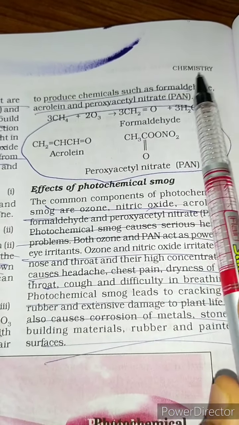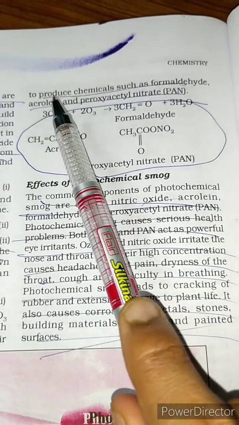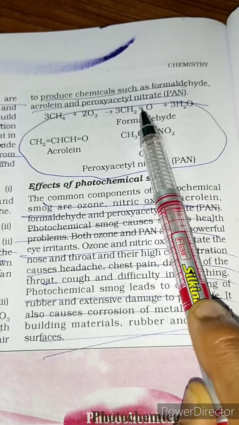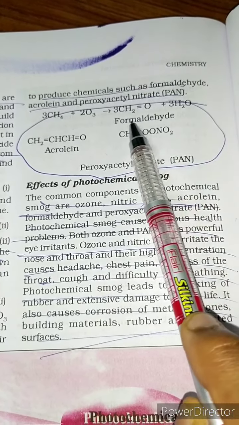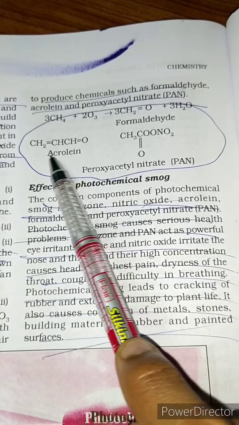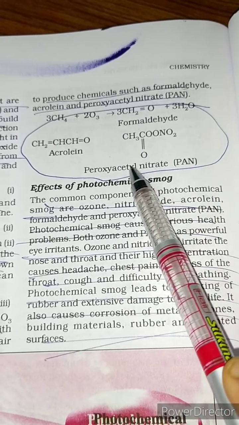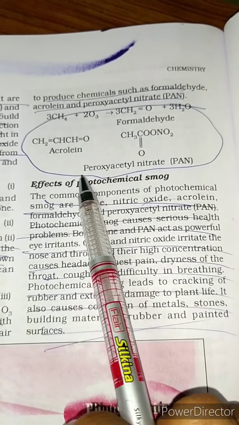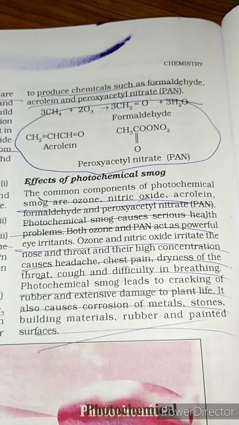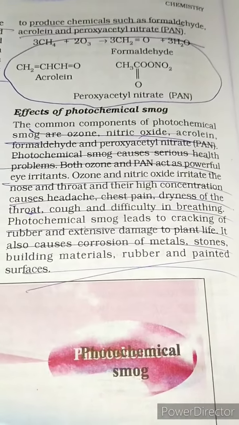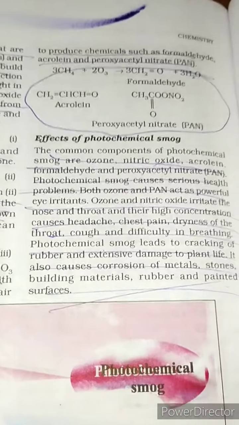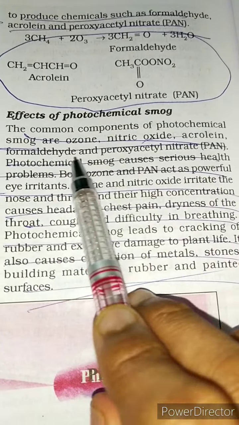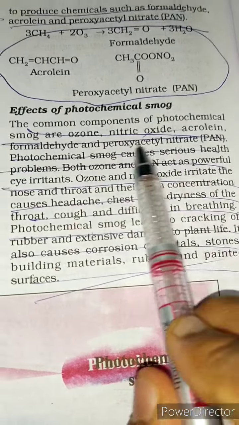They might ask this question, PAN. C3H6 plus 2O3, that is ozone, gives 3 CH2=O plus 3 H2O, that is formaldehyde in this. And this is the formula of acrolein. And this is PAN, the formula of PAN. Now let us study what is the effect of photochemical smog. The common components of photochemical smog are ozone, nitric oxide, acrolein, formaldehyde, and peroxyacetyl nitrate, that is PAN.